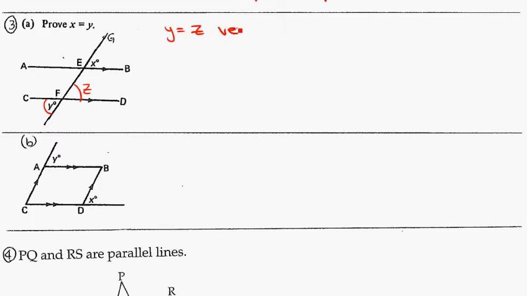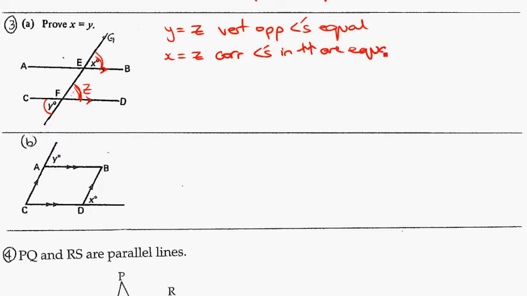because they're vertically opposite angles. Vertically opposite angles are equal. Alright, and I can also show that z and x are equal. And the reason they're equal, they're within these parallel lines here, corresponding. This position here corresponds to this one. So we've got corresponding angles and parallel lines are equal.